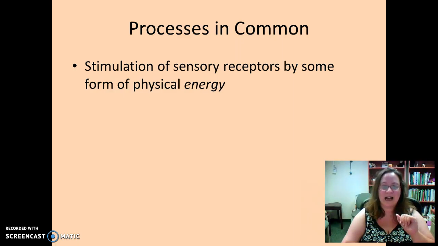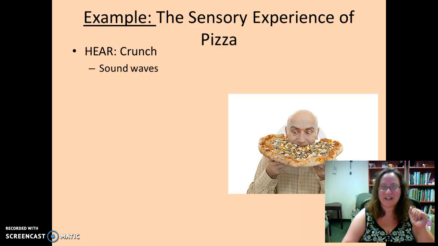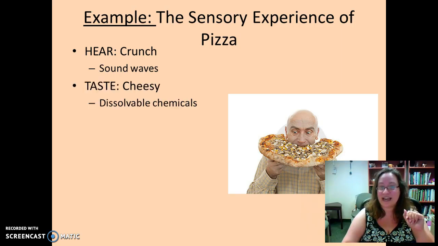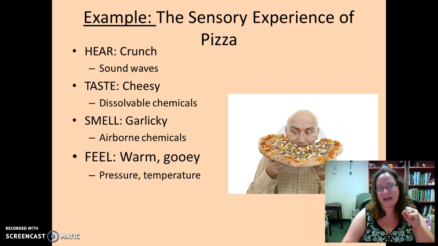So the processes in common: we have the stimulation of our sensory receptors by physical energy. One source of physical energy might be this slice of pizza here. If you're going to eat this pizza, you're going to have a sensory experience associated with that pizza. You're going to hear the crunch, which is sound waves. You're going to taste these dissolvable chemicals that taste cheesy. You're going to smell airborne chemicals and get that garlic smell.